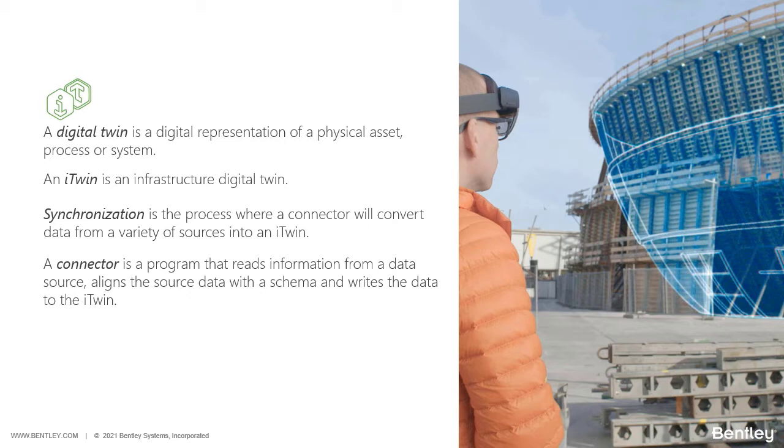Synchronization can be of many different files or models into a single iTwin, and these different files or models can come from a variety of software applications. Typically, synchronization will happen many times to capture all of the changes being made to the source models through the life of the asset. The connectors manage this change and only update the iTwin with the changes that have been made. What is a connector?